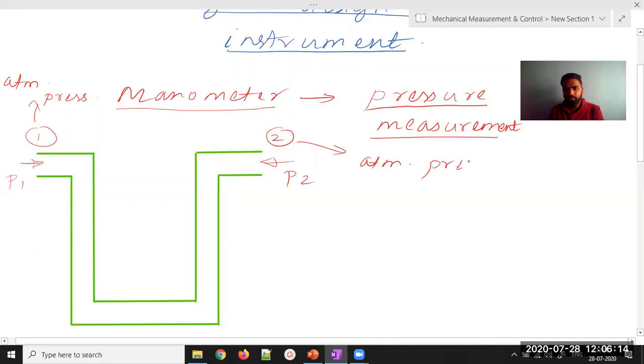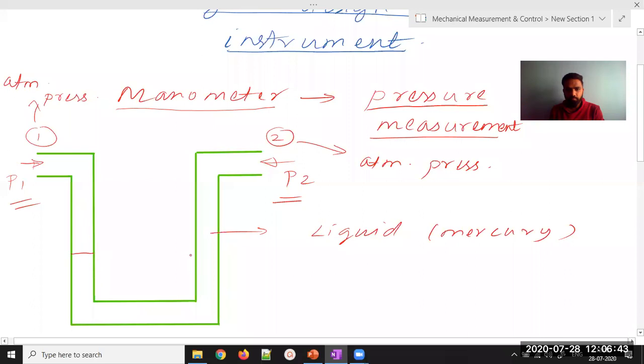I hope everyone is understanding. Okay. Both the sides of the manometer are exposed to atmospheric pressure, and we also know that a manometer has a liquid. We fill this manometer with a liquid. Most preferably the liquid that is used is mercury. So suppose there is mercury filled within this manometer. If the pressure from both the sides is equal, the level of the mercury in this manometer column will be equal.